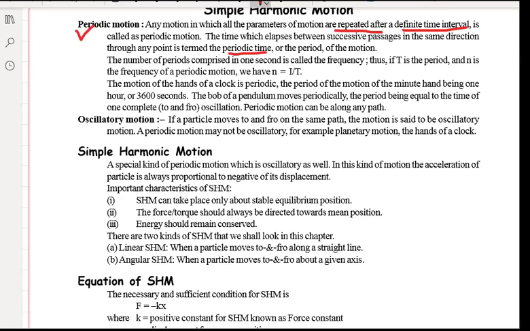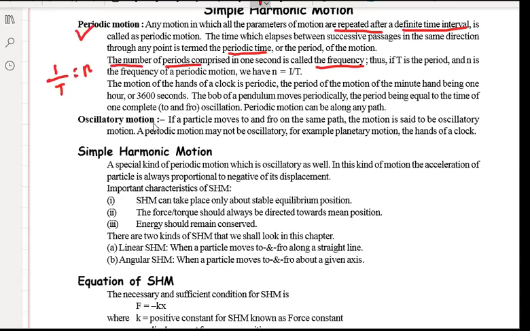And when you talk about frequency, the number of periodic motions in that time interval is called frequency. So I can say that the number of times any object is repeating in one time interval is called your frequency. Yes or no? Which is 1 by T is equal to frequency.